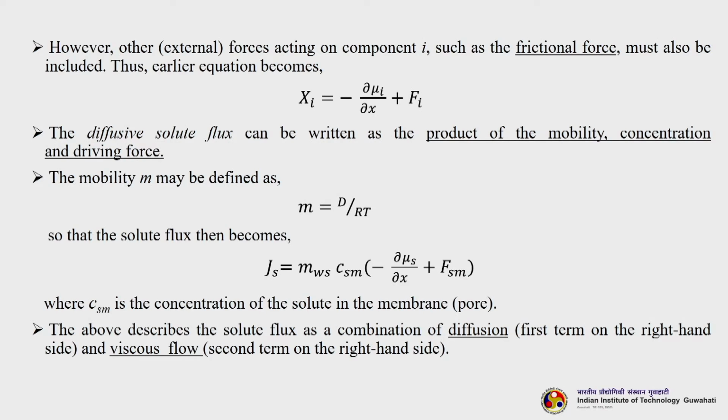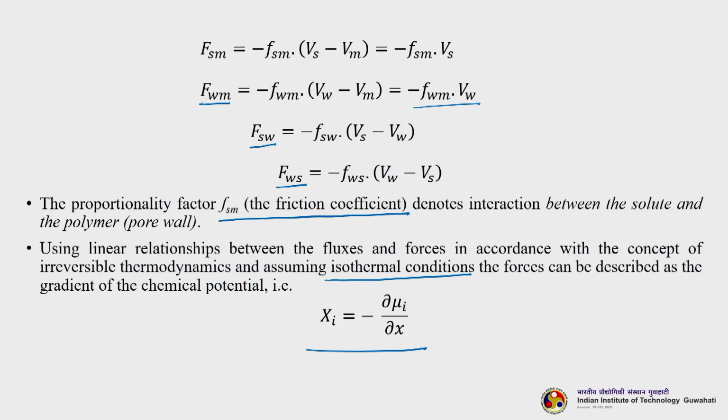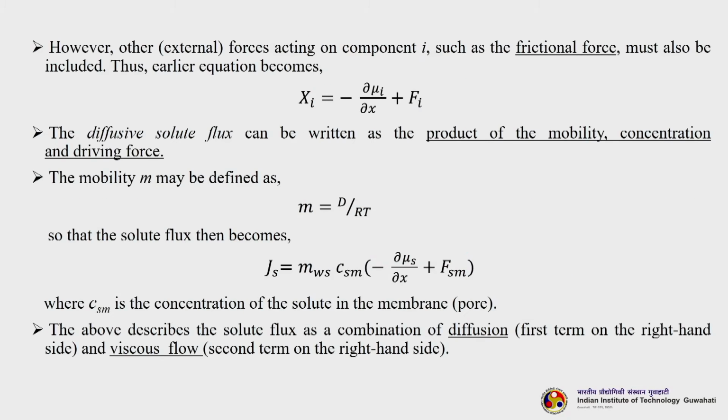However, other external forces are acting on the component, and what are those forces? Those are called frictional forces. So, we cannot neglect them, hence they need to be included. So, the earlier equation, J_i equals minus d mu_i by dx, between the flux and the forces, we can rewrite by adding the component F_i, the frictional force.